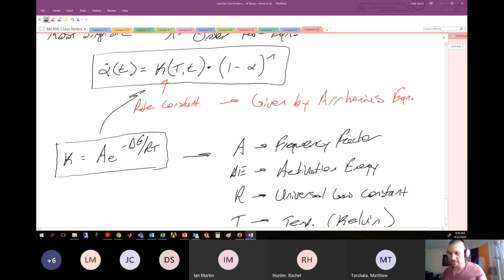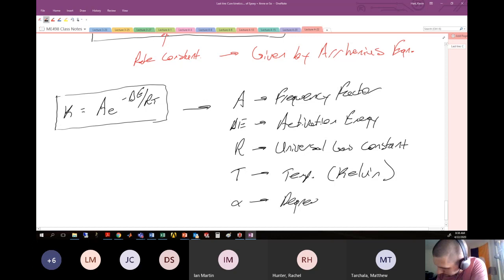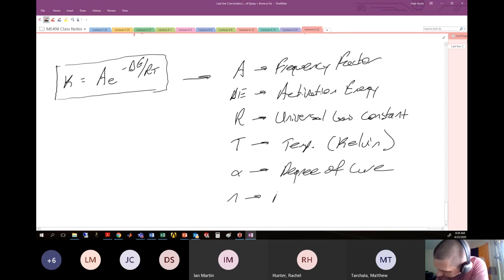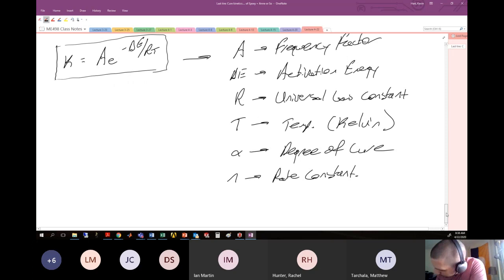And we need to define some of these other guys. So let's talk about what each one of those is. Obviously, alpha is the degree of cure, and then n here is a rate constant. And for most systems, n is approximately 2. For whatever reason, that's what it generally is.